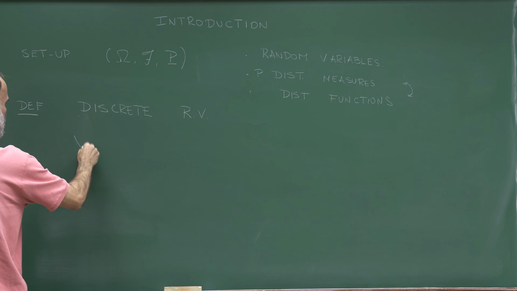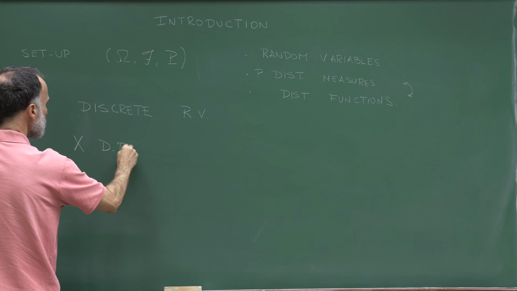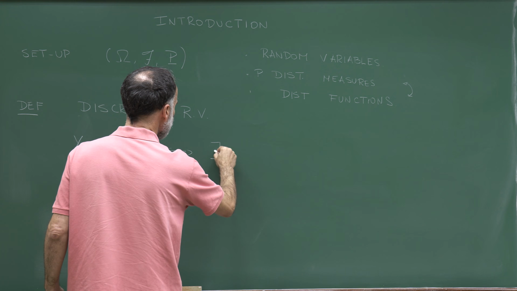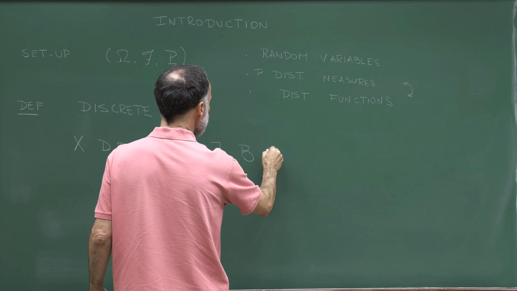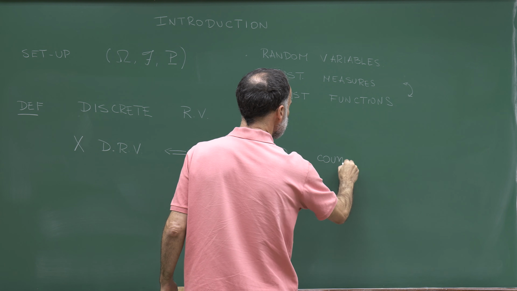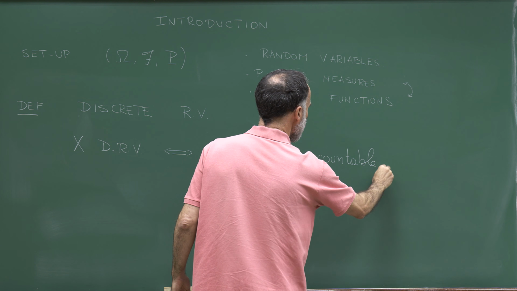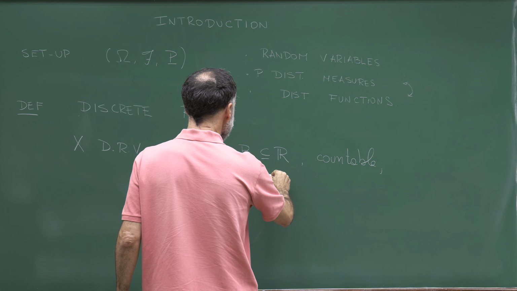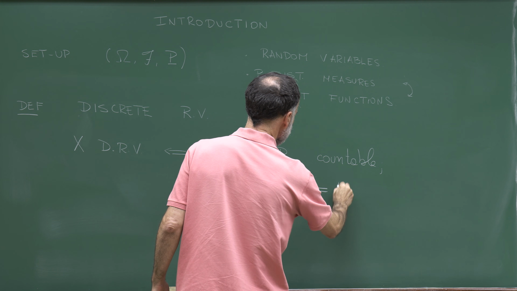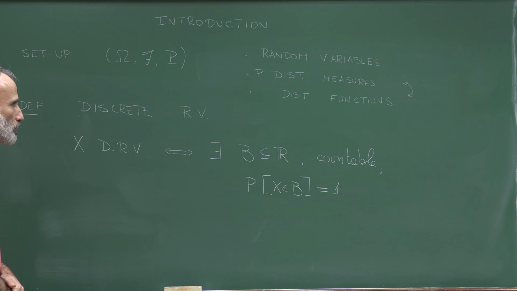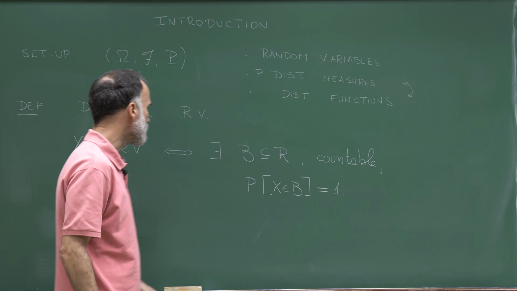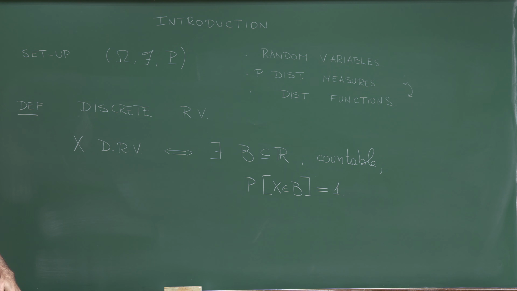So I'll say that X is a discrete random variable if and only if there exists a countable set B, so B subset of R which is countable, such that the probability that X belongs to B is equal to 1. So if there is a countable set B such that the probability that X belongs to B is 1, we call X a discrete random variable.